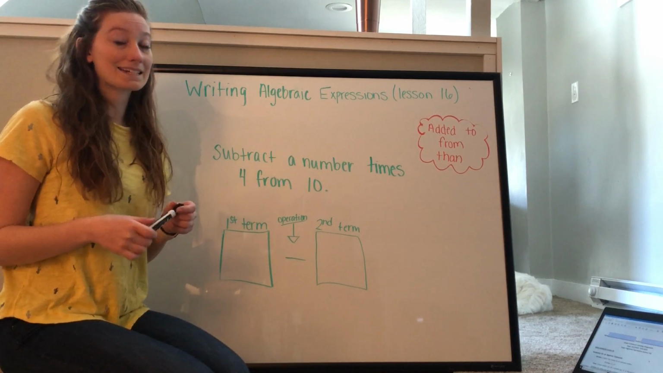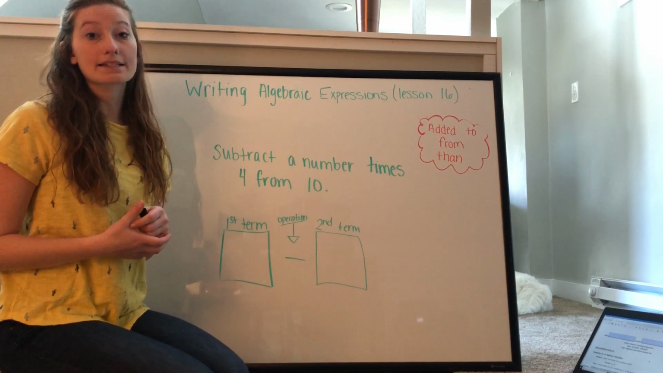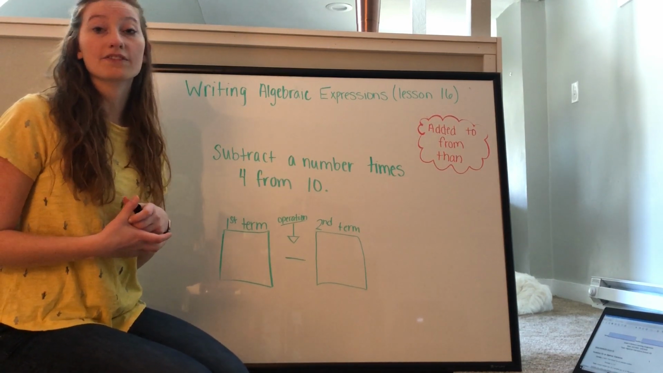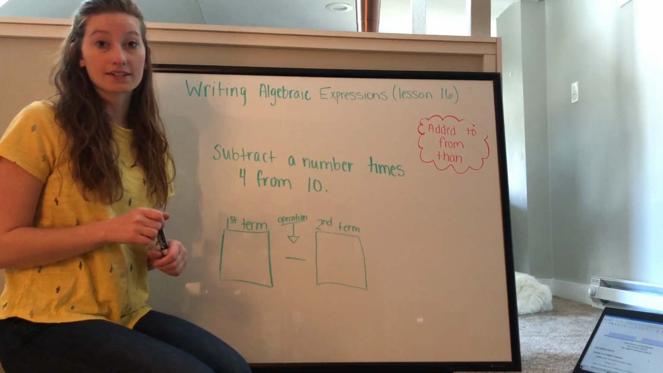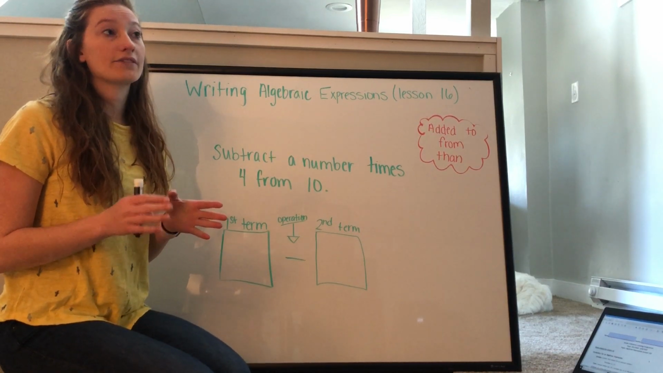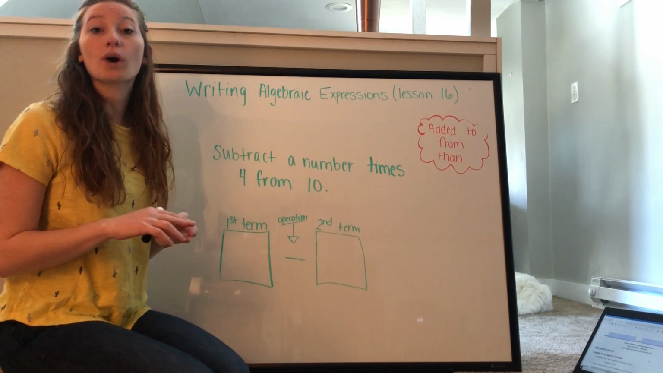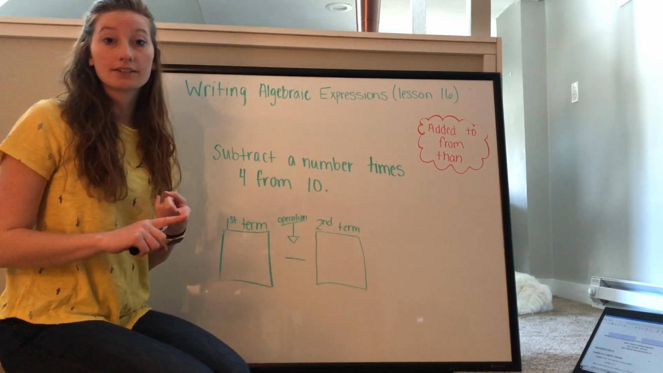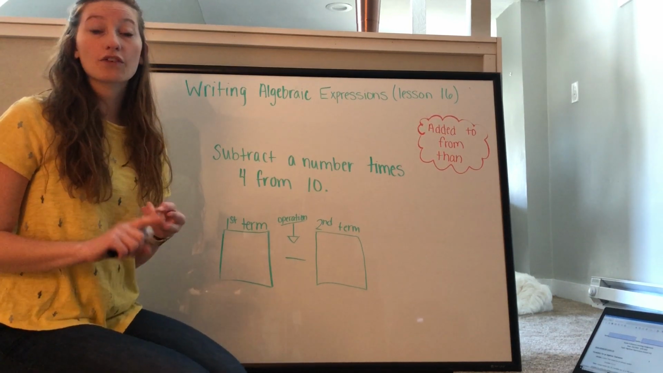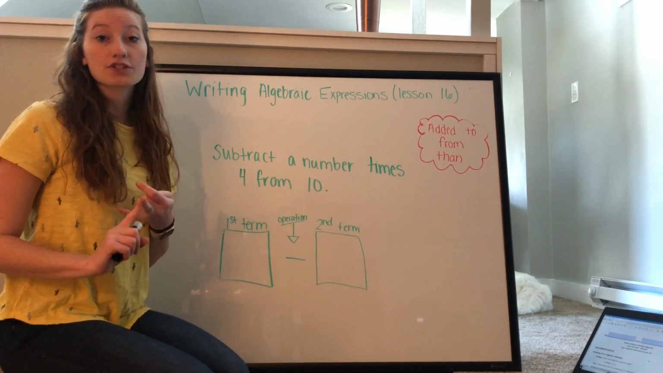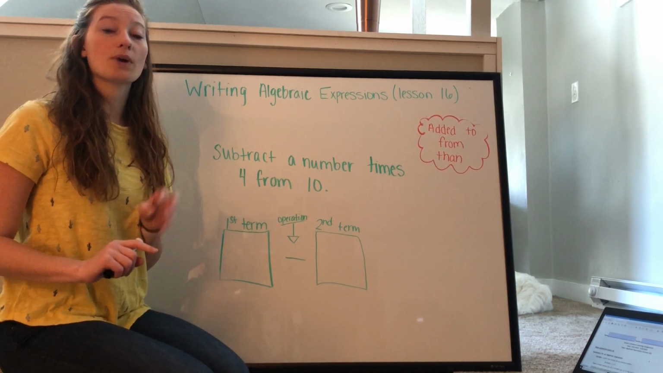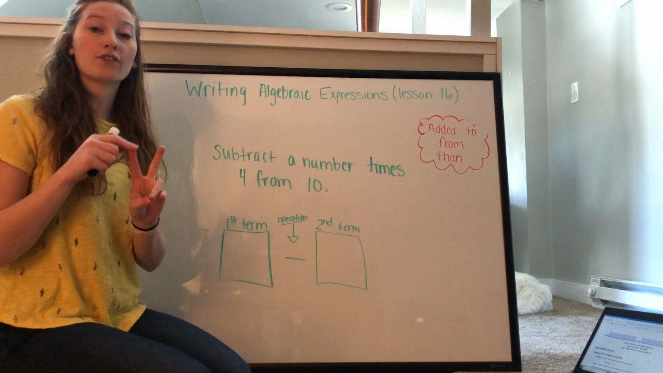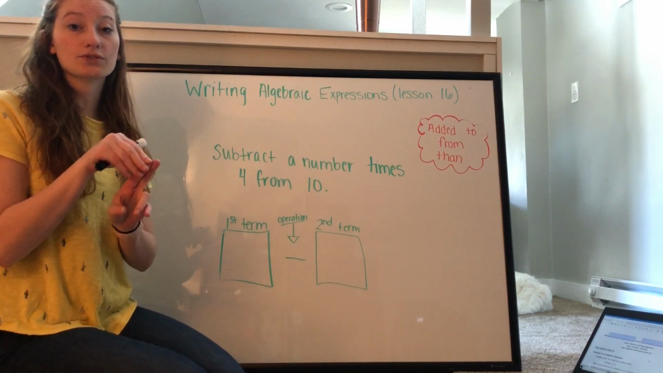We have a constant, which is the number that's by itself. So if we have 2x plus 5, your 5 is your constant. We have terms. So a term can be one of three things. It can be a constant, it can be a variable by itself, or it can be a variable term. So in 4x plus 5, you have two terms. You have 4x and you have 5. Those are the two terms.